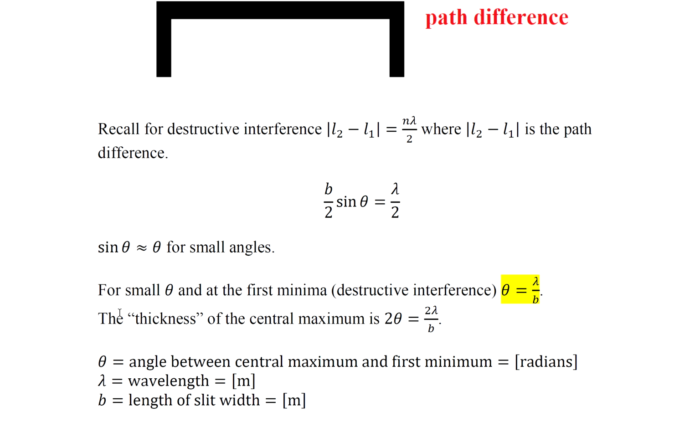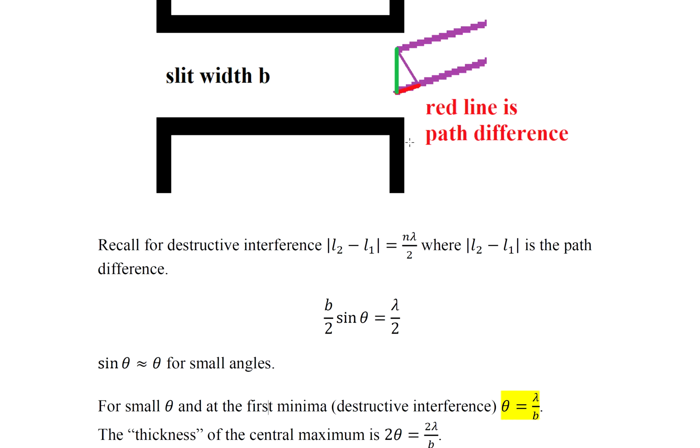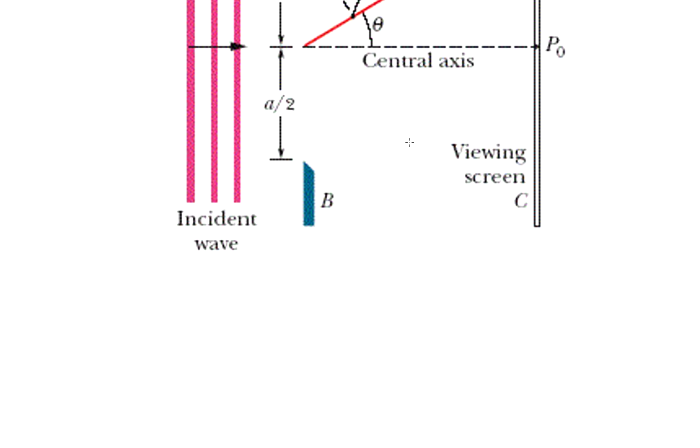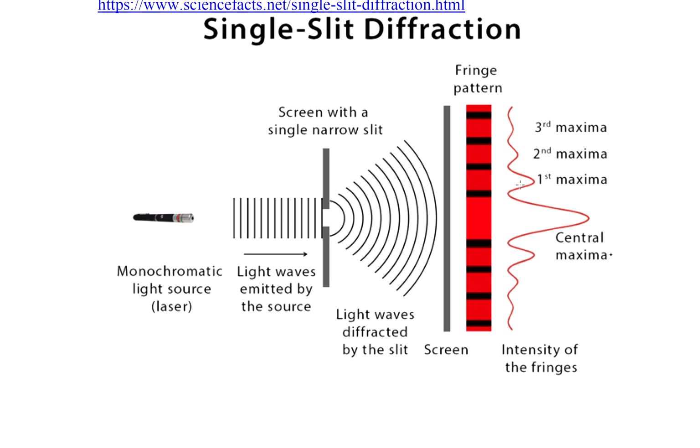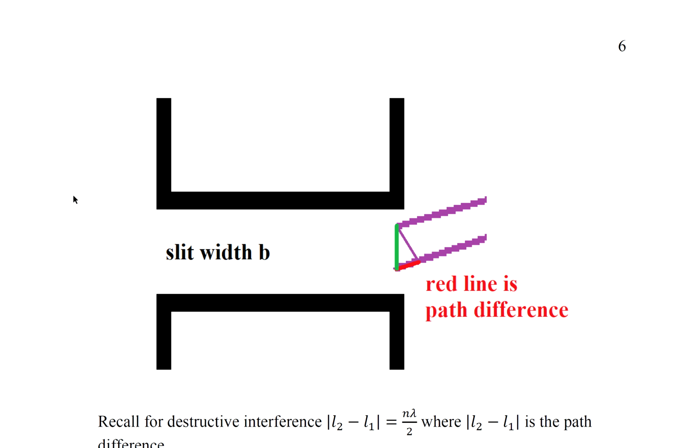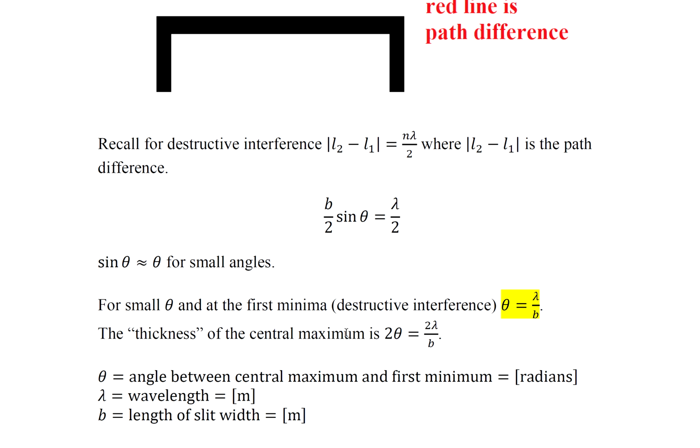And the thickness of the central maximum is 2 theta, which is 2 lambda over b. What does that mean? That means in this image here, the thickness of the central maxima from one minimum to another minimum is 2 theta, which is also 2 lambda over b.